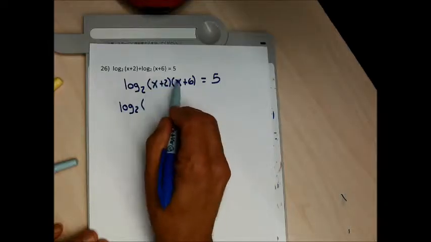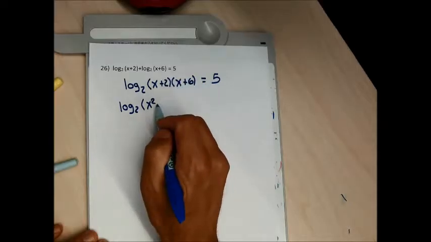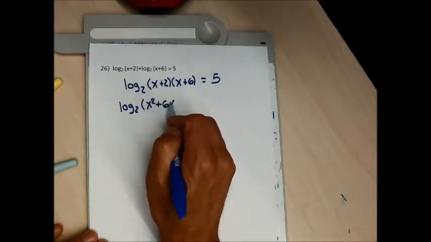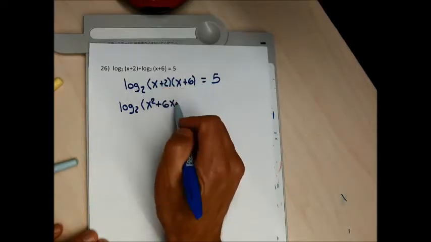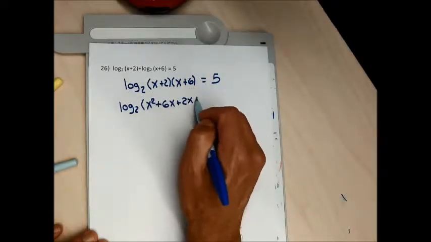Firsts are going to be x times x, x squared. Outers are x times 6, which is 6x. Inners are 2 times x, which is plus 2x. Lasts are 2 times 6, which is plus 12.